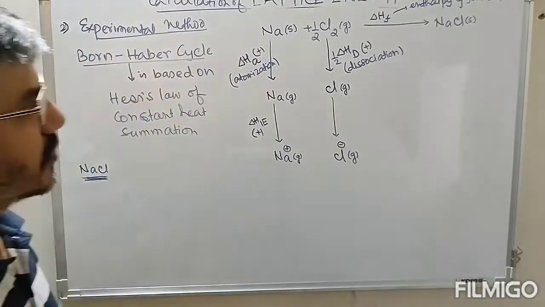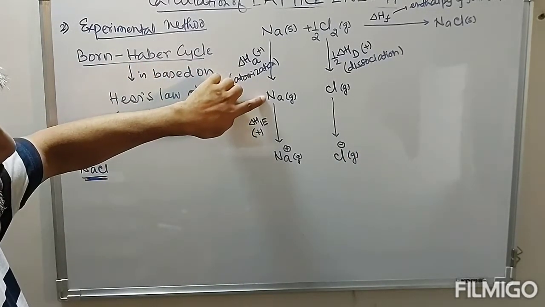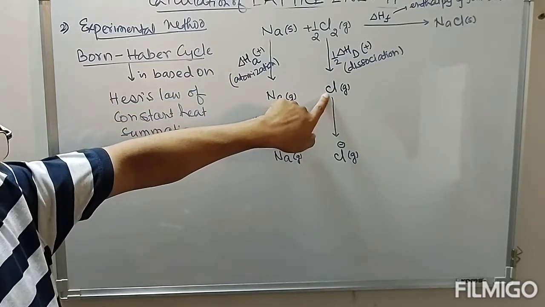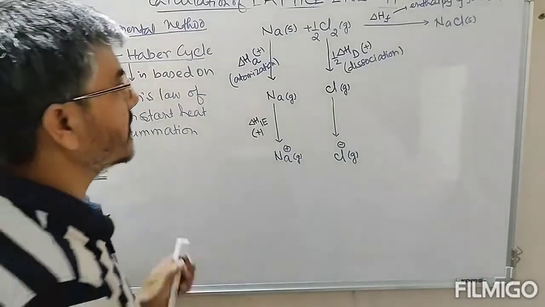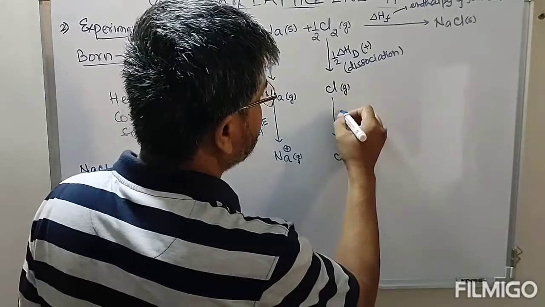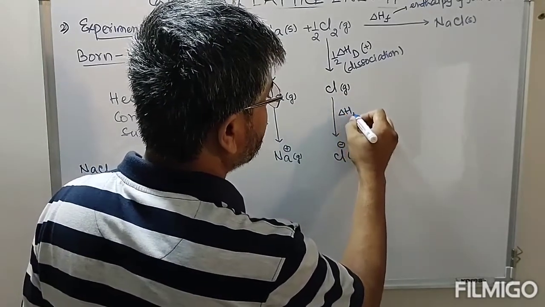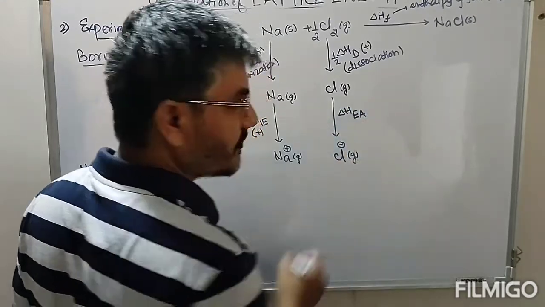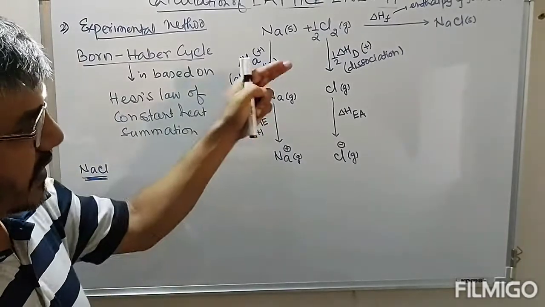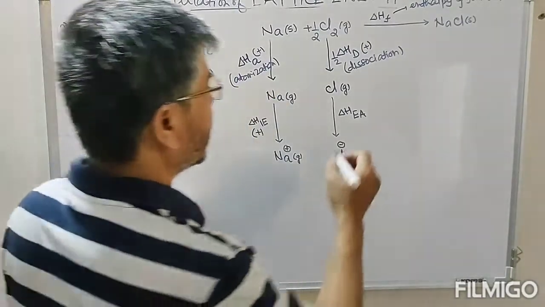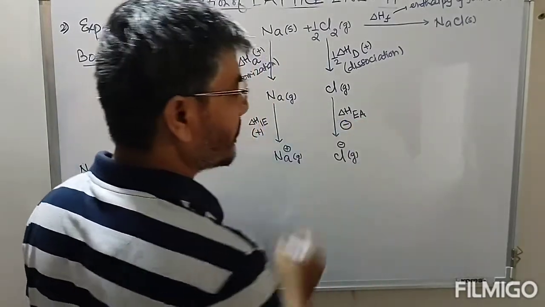So the electron released by the sodium ion will be taken up by this chlorine, and it is converted into chloride ion. During this there is an energy change which is known as electron gain enthalpy, and the electron gain enthalpy values for halogens are always negative. So we have this negative.